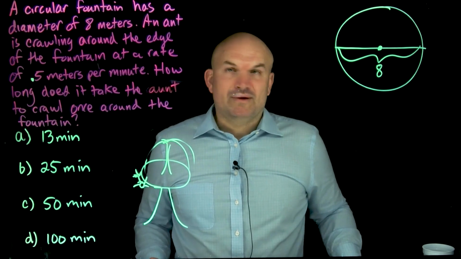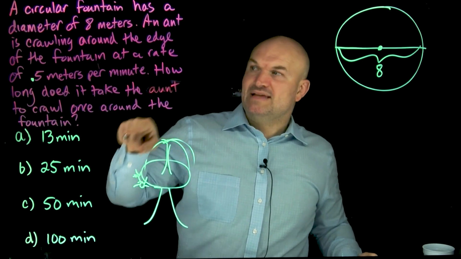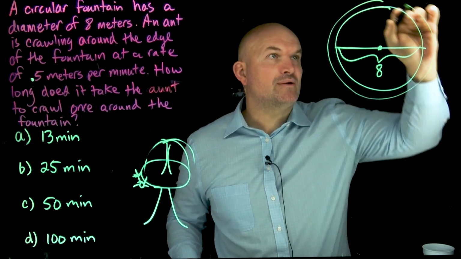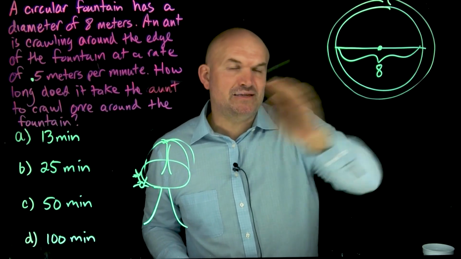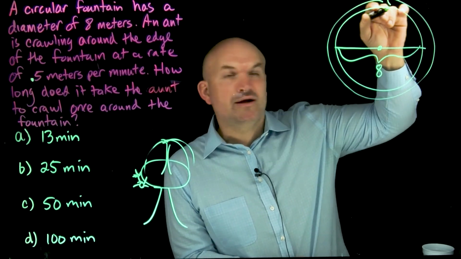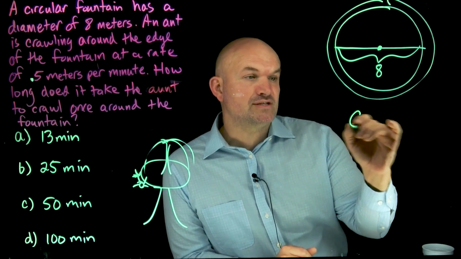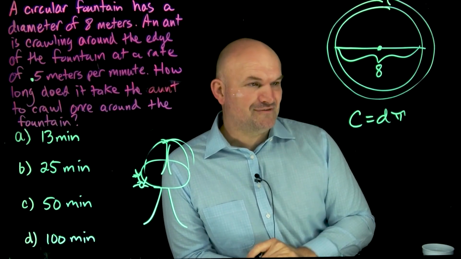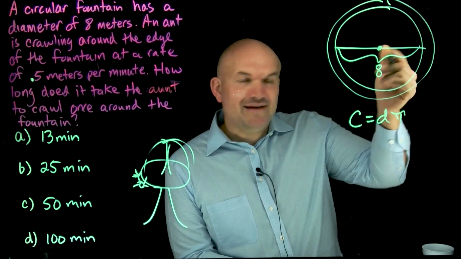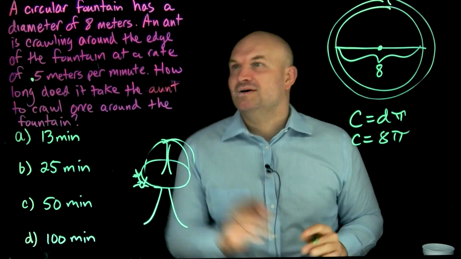Now, the important thing though is if we look at the ant, it says the ant is crawling around the edge of the fountain. Well, around the edge of the fountain is going to be all the way around there. Diameter would be like the ant is crawling straight across the fountain. So what we need to identify is the distance around the fountain. That is going to be the circumference. Now, thankfully, we have a formula for the circumference. The circumference equals the diameter times pi. Well, we have the diameter. So guess what? Circumference equals 8 pi. We're good to go. All right, let's move on.